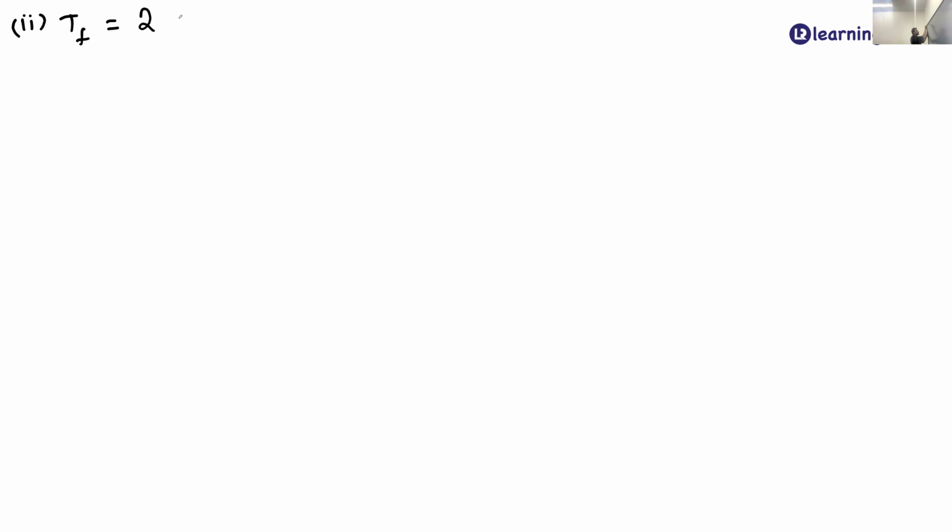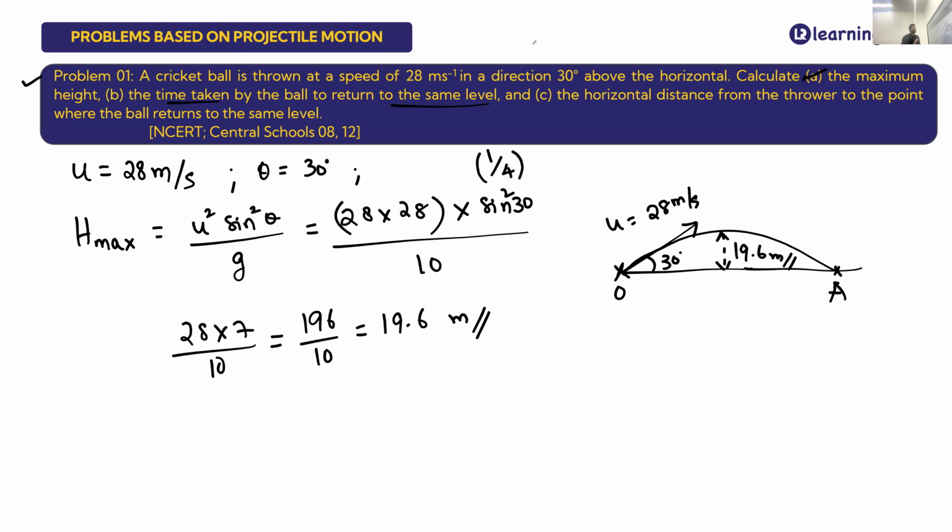It is 2u sine theta, the whole divided by g. This is going to be 2 into 28 into sine 30, which is a half, divided by g, which is 10. So 2 and 2 get cancelled. The answer will be 2.8 seconds. It takes 2.8 seconds for the object to travel from O to A.